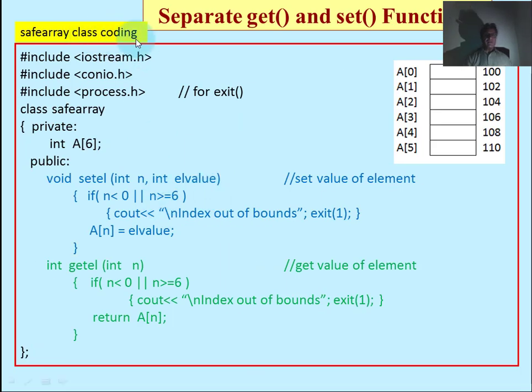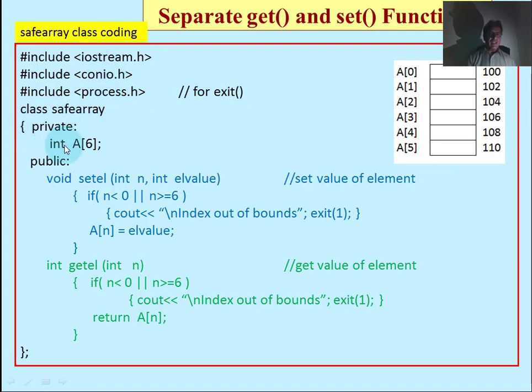This is our safe class coding for get and set function. Process.h is an extra header file for the exit function. This is a library function we are using here. When we use this function, we include the process.h header file, while these are two header files which we include in each and every program. Class safe array, this is the safe array.